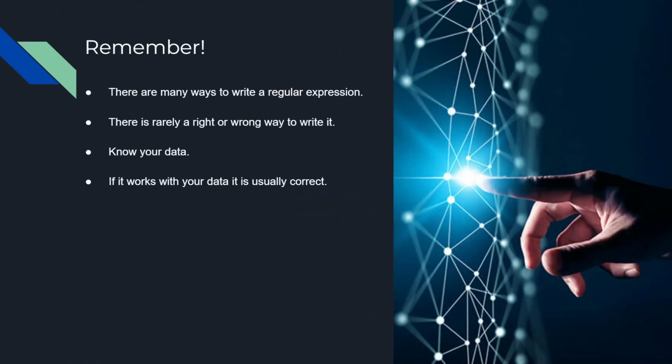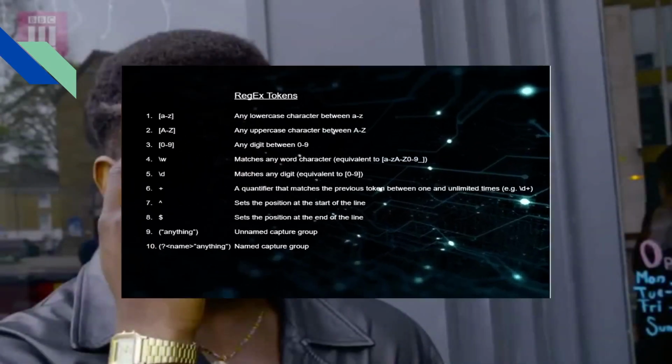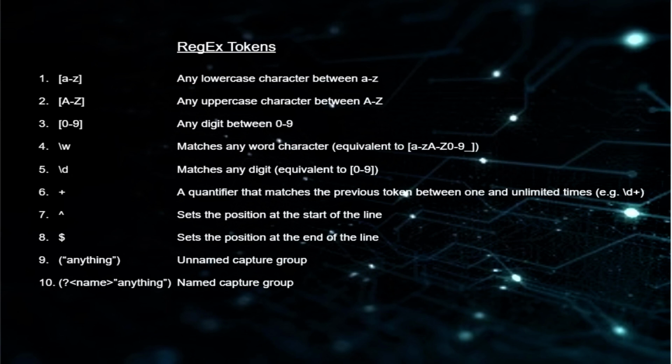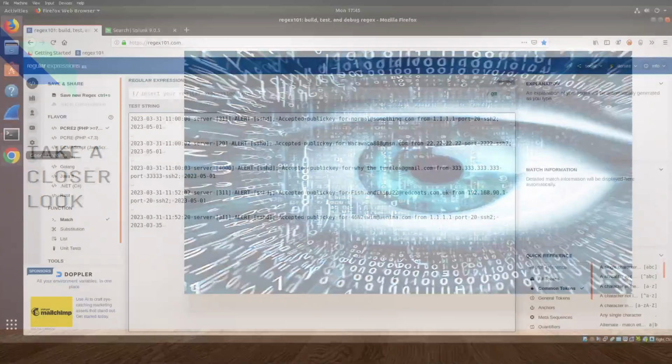For today, I would like you to remember that there are a multitude of ways to write a regular expression. From overly simplistic to hyper-complex, the important thing to remember is, if your syntax is correct, there really isn't a wrong way of doing it. What's important is that you know your data, because if it works with your data, then it's probably correct. Alright, so let's take a look at some of the basic regex tokens we'll be exploring today. As you can see, many of these tokens are self-explanatory, and we'll discuss them in greater detail as we work through it.